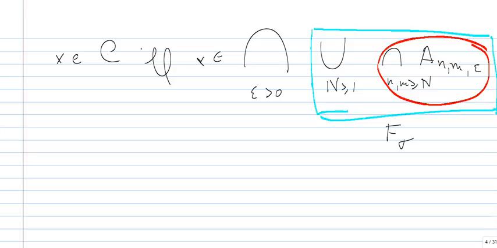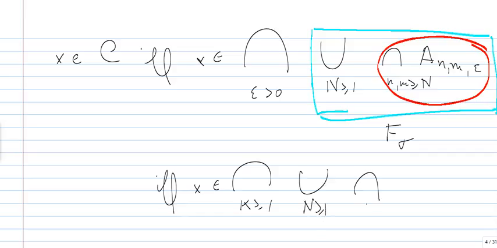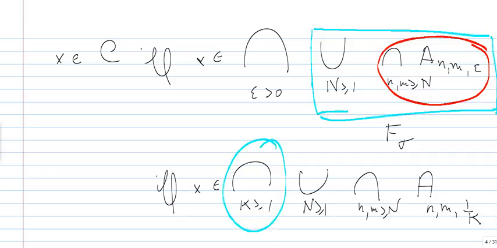Now, to finish the job, it's enough to show, in fact, that this is the same as the following: x belongs to the intersection, and instead of taking epsilon, we take k greater than or equal to 1, and then we take the union over N greater than or equal to 1, the intersection over n and m greater than N, and now we take A_{n,m,1/k}. By doing this, using the properties of the real line, C is exactly this set. The final trick is that this is a countable intersection of F sigma sets, as claimed.